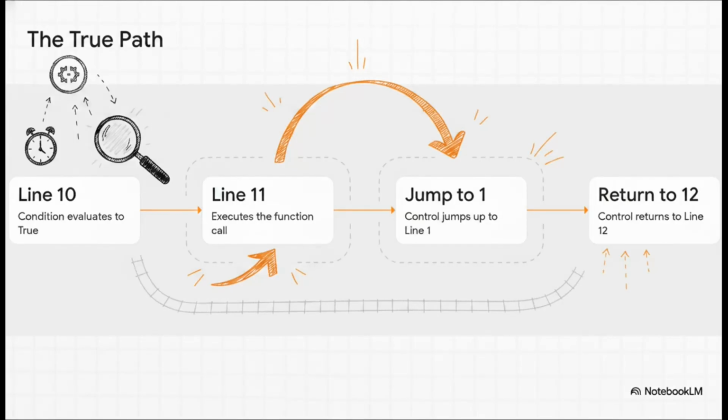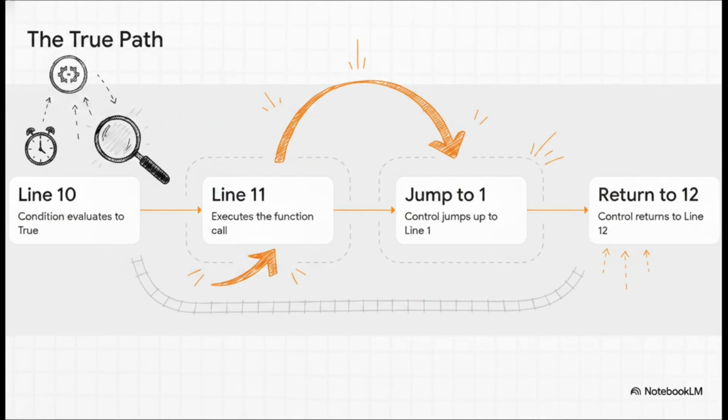And because it's true, Python gets the green light to step into that indented block, meaning line 11 executes. But line 11 is a function call for the brunch menu. This is where things get wild. This triggers a massive shift in control flow. Instead of just continuing down to line 12, control jumps all the way up to line 1 where the function is defined. It runs through it, and then finally, control returns back down to line 12.